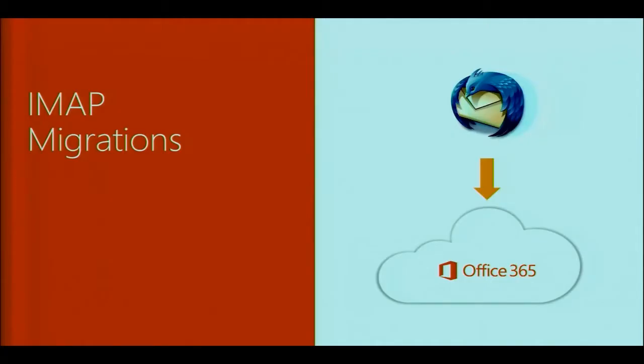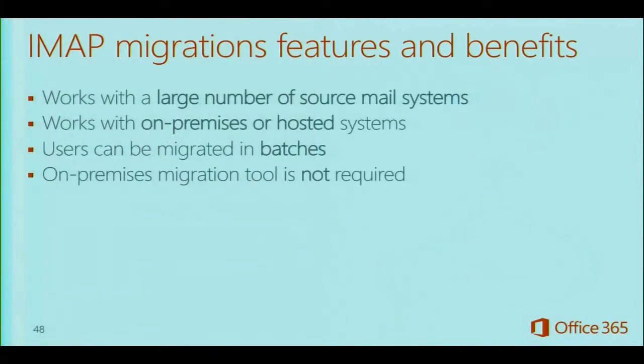So let's talk about some of these options here. Let's talk about IMAP migrations first. As I mentioned, IMAP migrations are possible with a very large variety of messaging systems, including both on-premises systems and hosted systems. So any service that you may be using internally or externally that supports IMAP can be used as part of an IMAP migration. And you can migrate your users in batches. Because it's an IMAP migration, you don't have to install any migration tools in your on-premises environment. Again, it's a very quick way to do that.